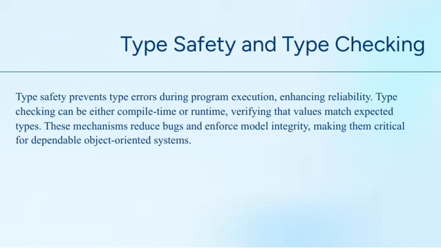Let's talk about type safety and type checking. Type safety is really about preventing those pesky type errors during program execution, which helps make our programs more reliable. When we say type checking, we're referring to the process of verifying that the values we're working with actually match the expected types. This can happen either at compile time, before the program runs, or at runtime, while the program is executing. Both approaches serve to catch potential issues early, reducing bugs and ensuring our model remains consistent.